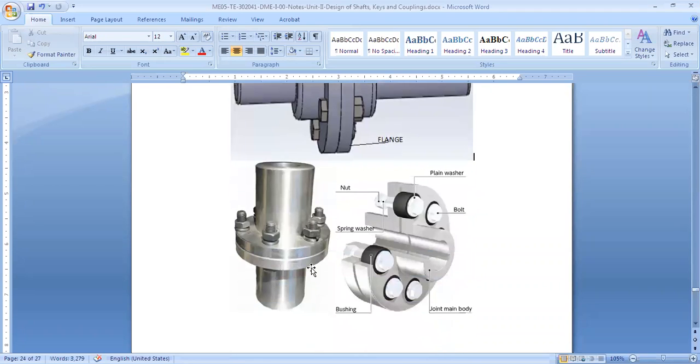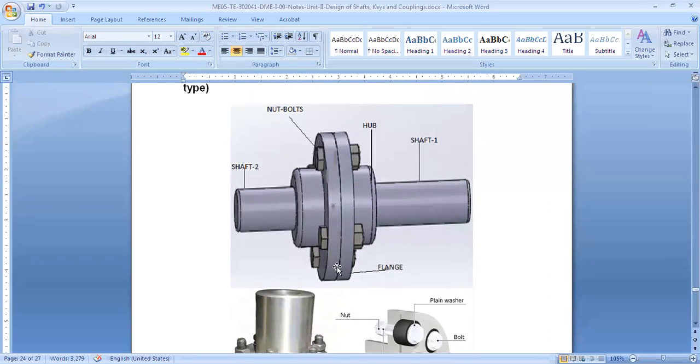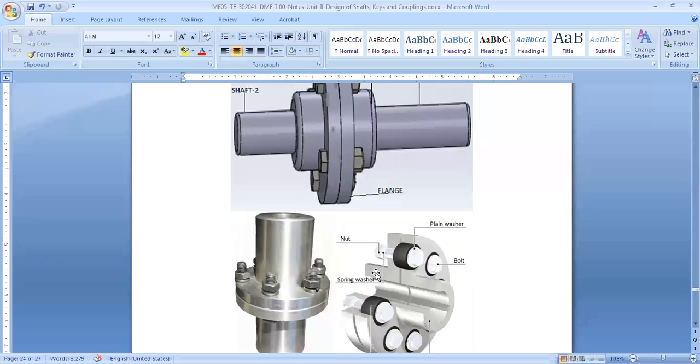So now there is another modification of this flange coupling, the flexible flange coupling. If you see here, the same design is there, but there is a bushing shown, right? A bushing is in the nut and bolt, and it is a kind of shock absorbing element, right? So what we talked about earlier is a rigid flange coupling, and this is a flexible one.